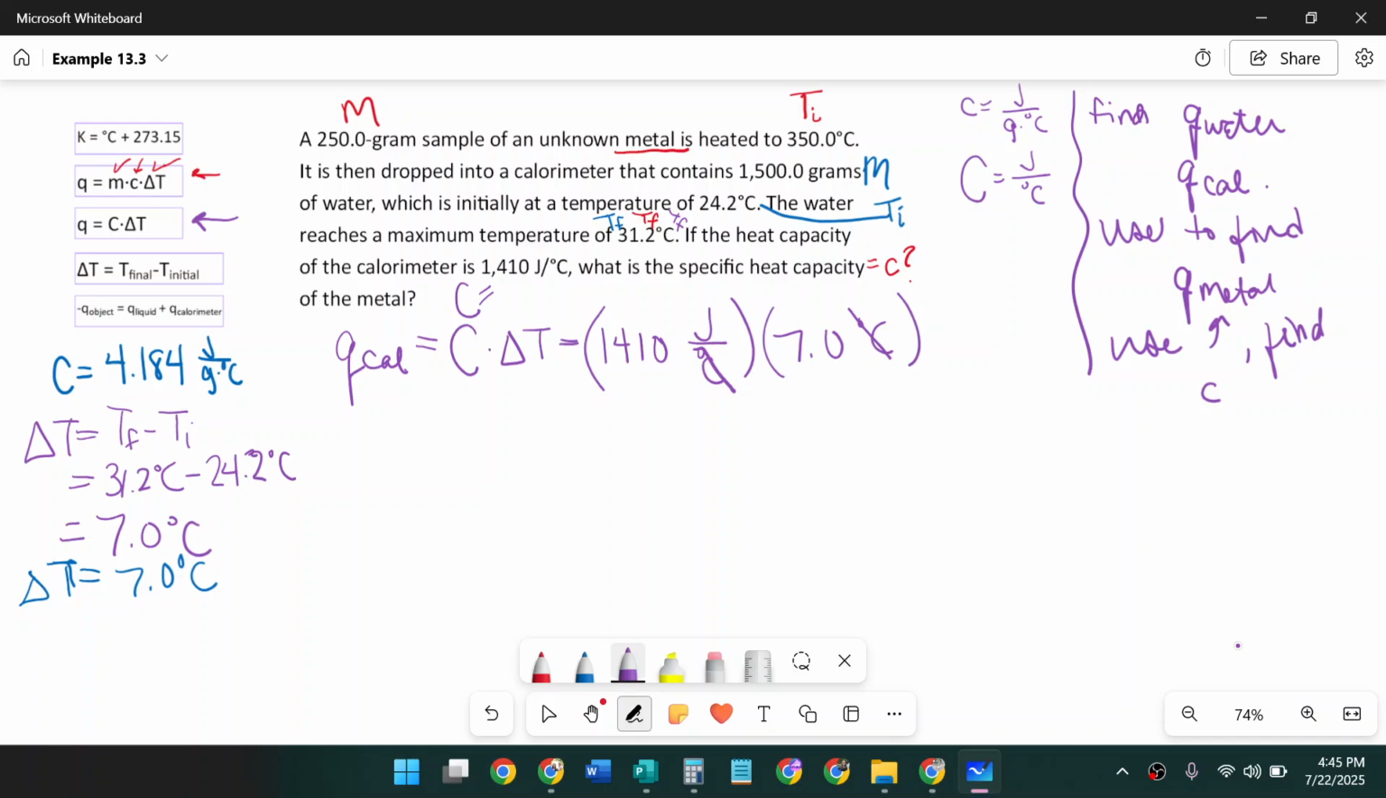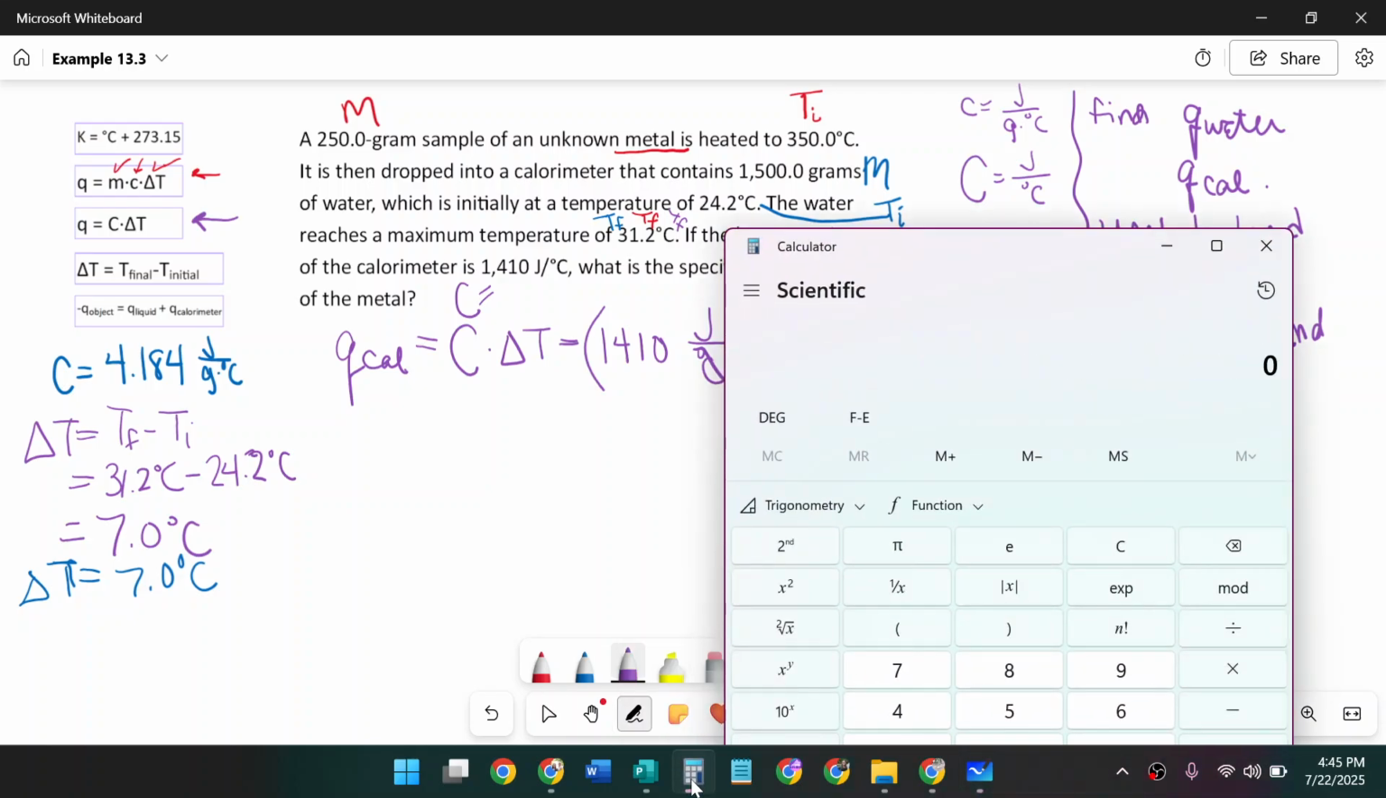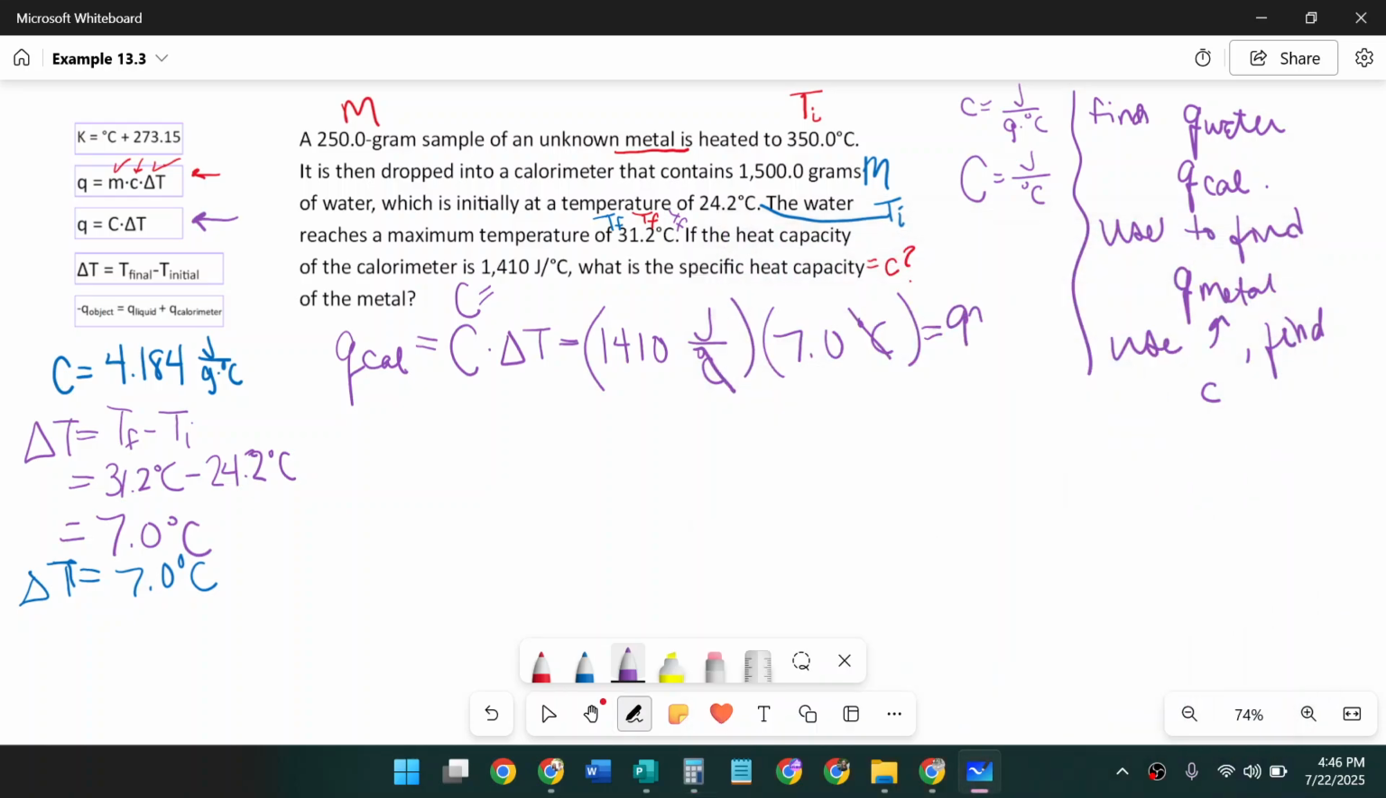I'm trying to decide if I want to go beside it or under it. I think I can squeeze it in. So when we multiply these two numbers, 1410 times 7, we get 9870, but we cannot keep that whole number because 7.0 only had two significant figures, so we can only keep the first two. So we need to use that 7 to round it up. So that's going to be 9900, and that's in joules.